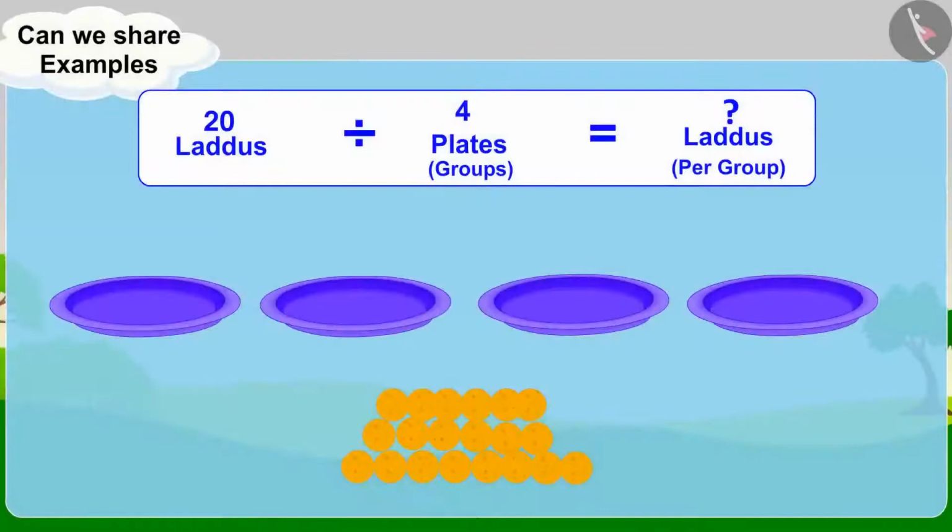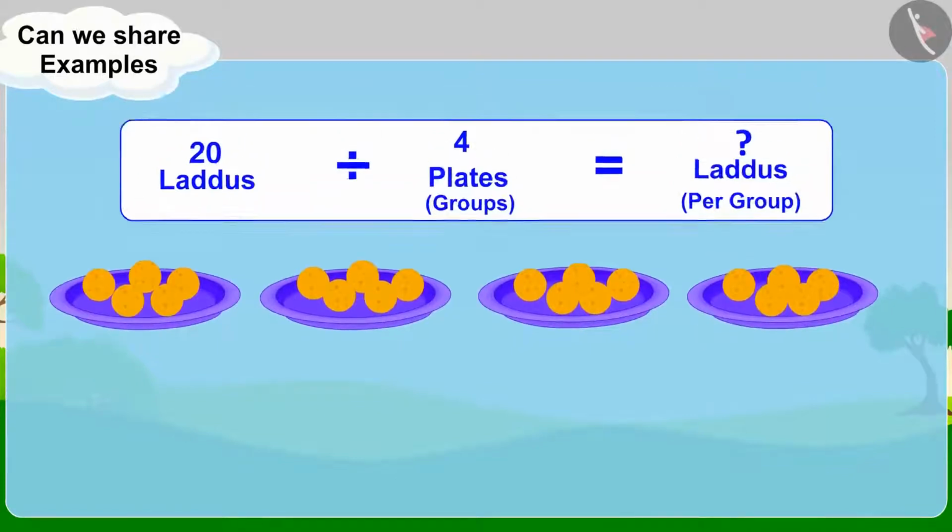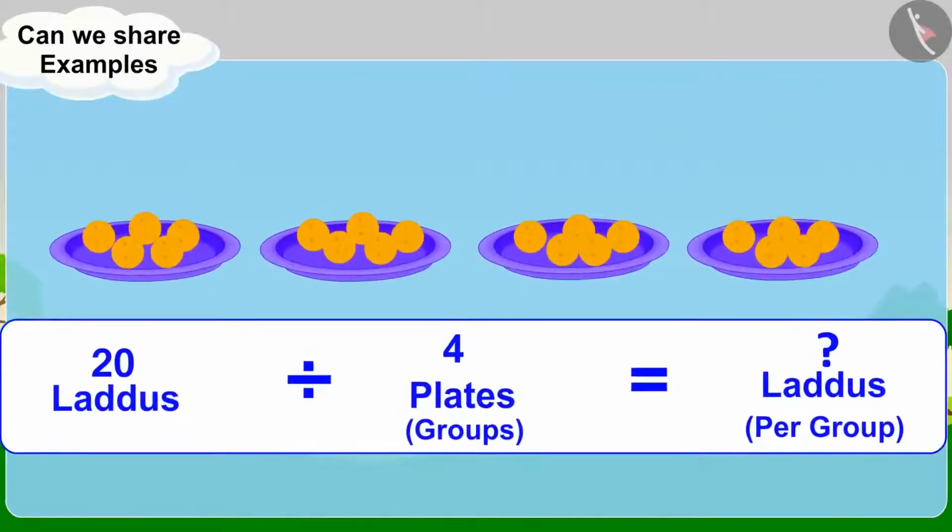First, we will put 1 laddu in each plate. We will repeat it till all the laddus are over. We can see that there are 5 laddus in each plate. In this way, 4 equal groups of 20 laddus equals 5 laddus per group.